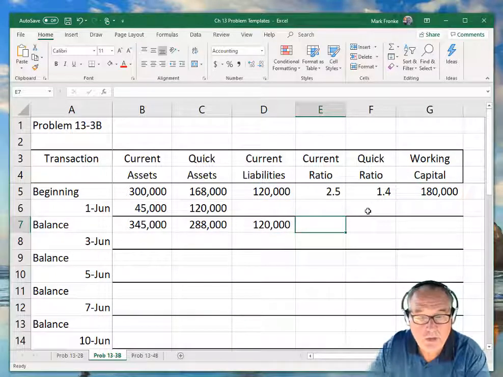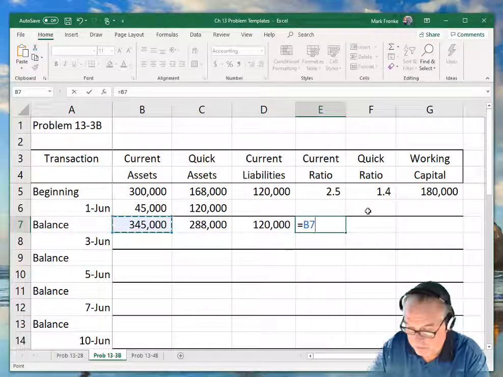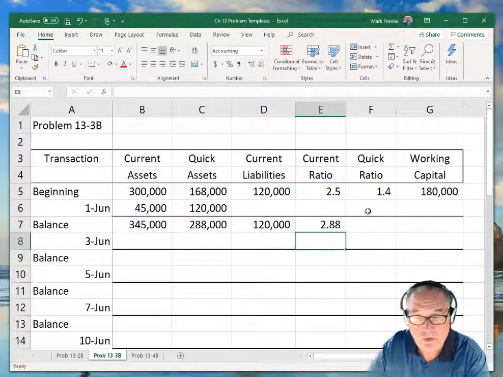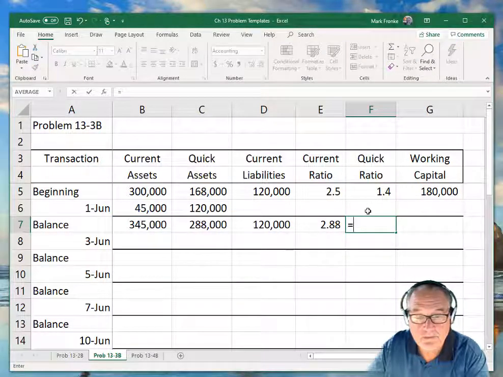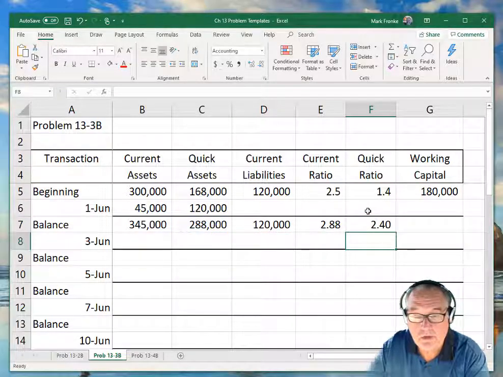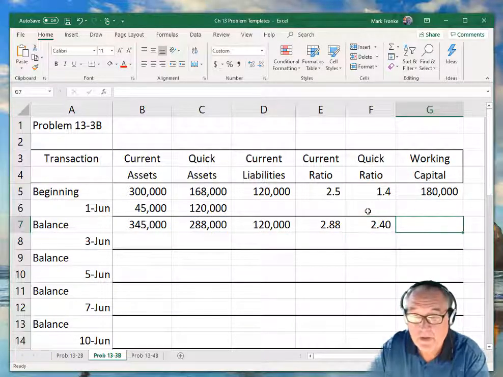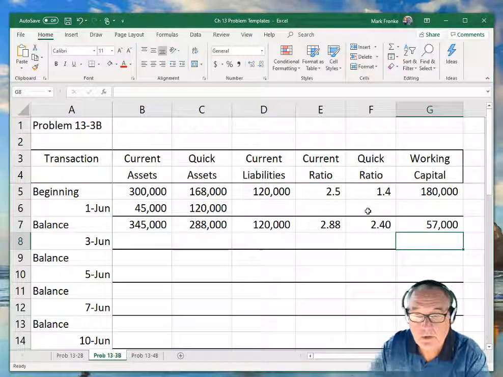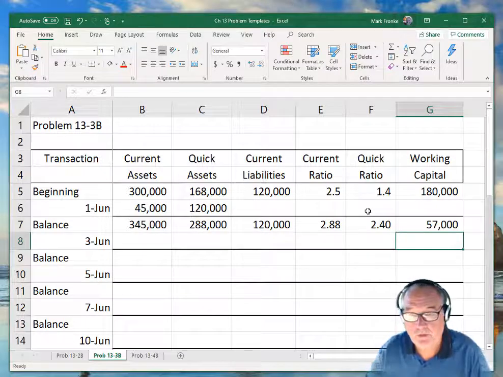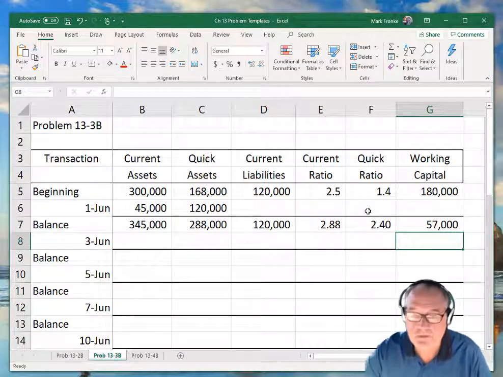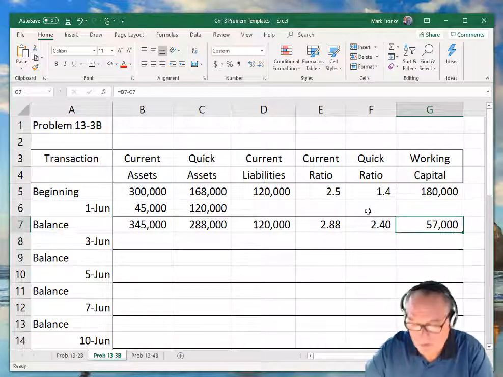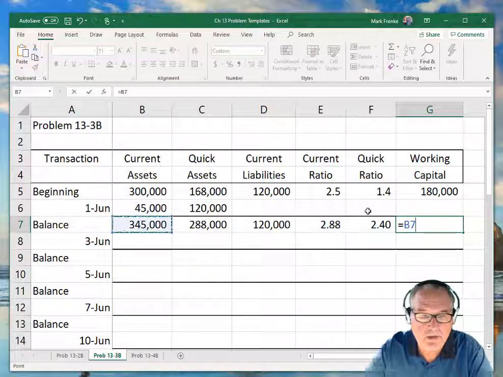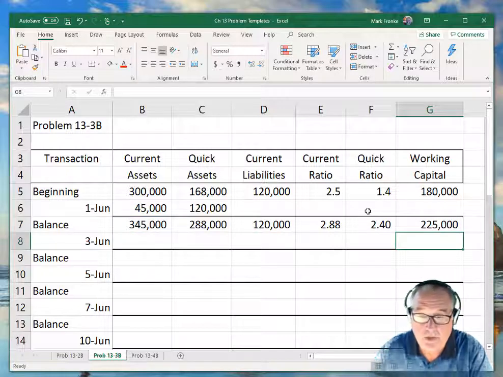So now our current ratio is 2.88. Our quick ratio is 2.4, and working capital is 225,000.